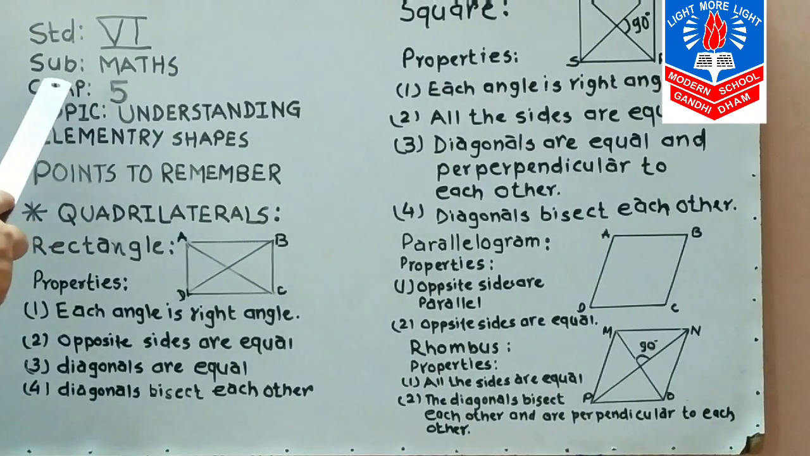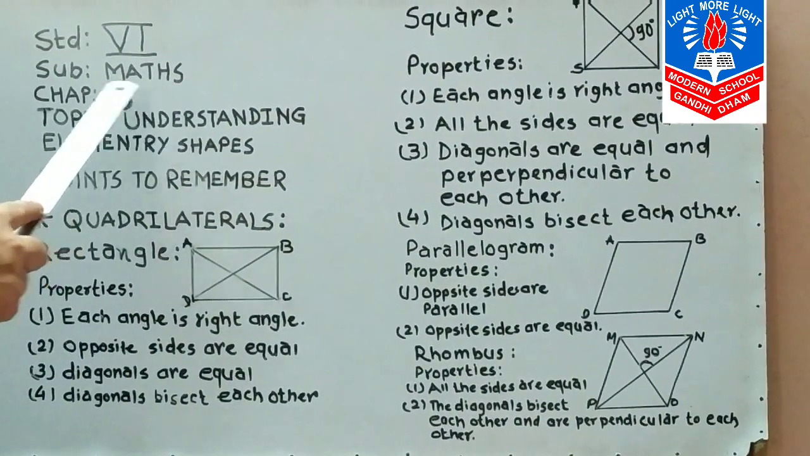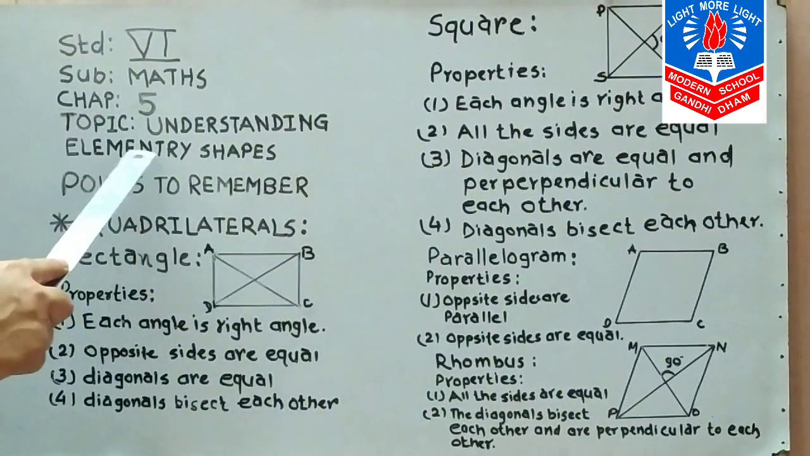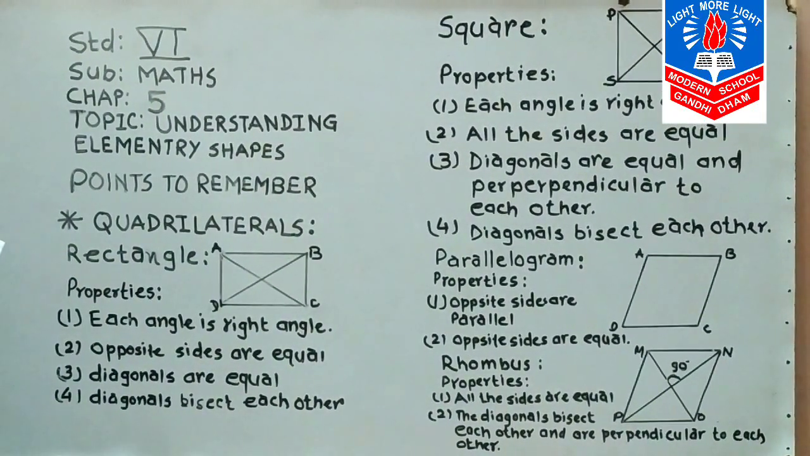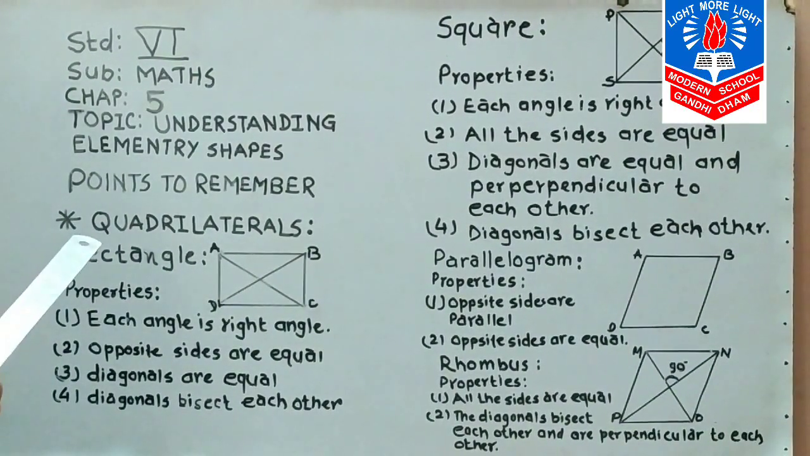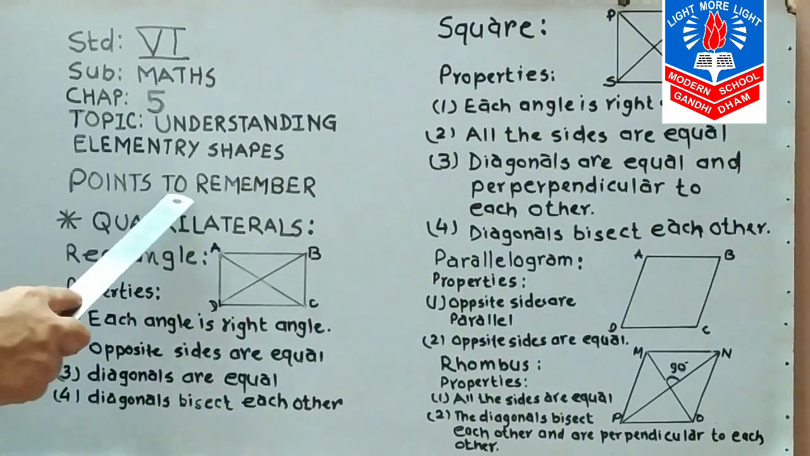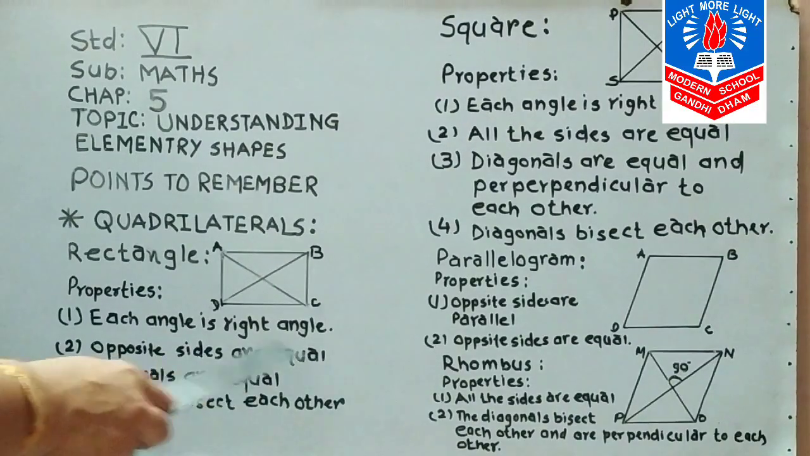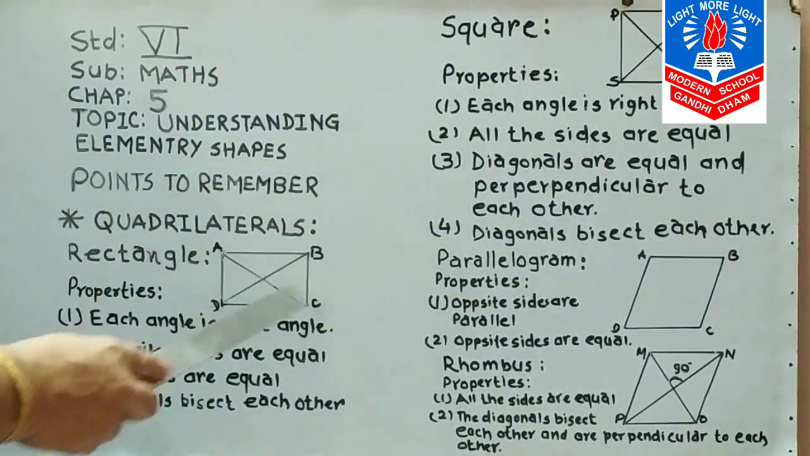Good morning students, today we will study subject maths, chapter 5, topic understanding elementary shapes. Before I start exercise 5.7, we first understand some important points. Points to remember. There are many types of quadrilateral.